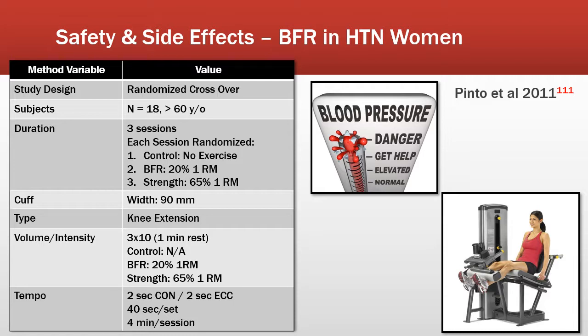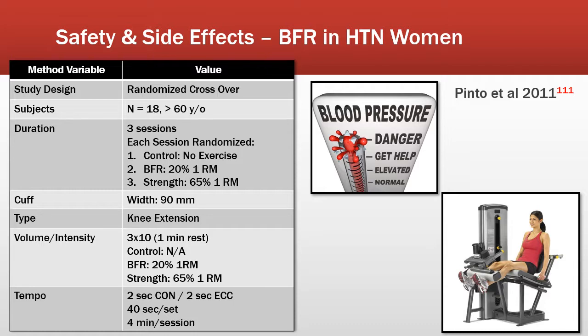Again with a crossover trial. So each individual went through each of these different trials or criteria. So in one instance, they didn't do any exercise. The next session, they may have done the BFR at 20% 1RM, and then the strength at 65% 1RM. And then the width of the cuff was 90 millimeters.